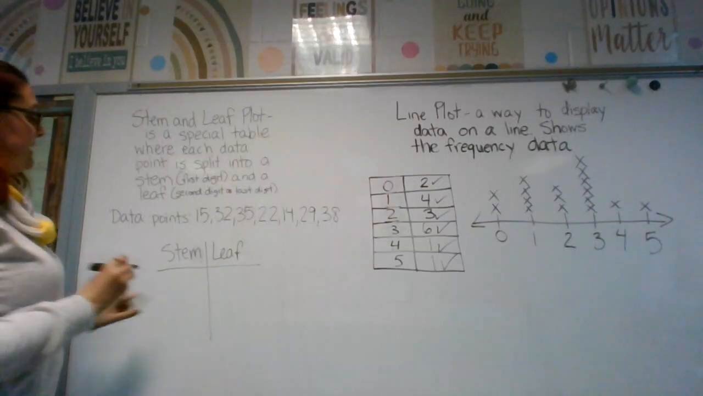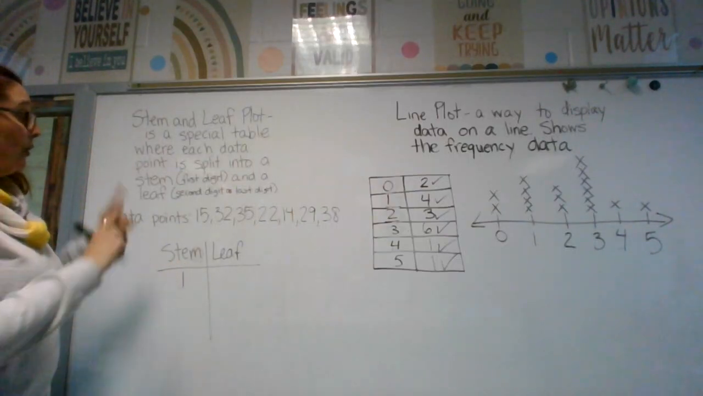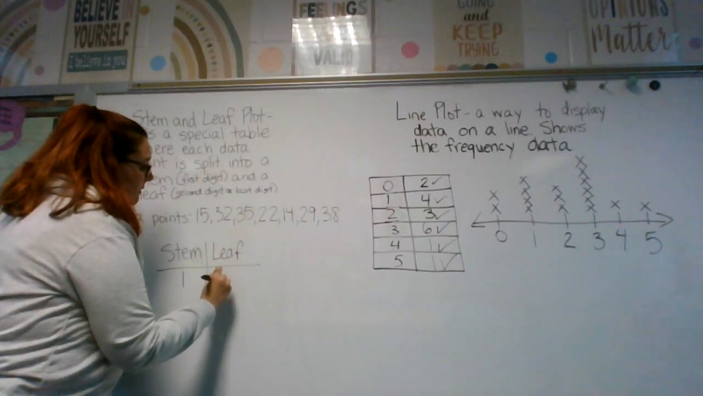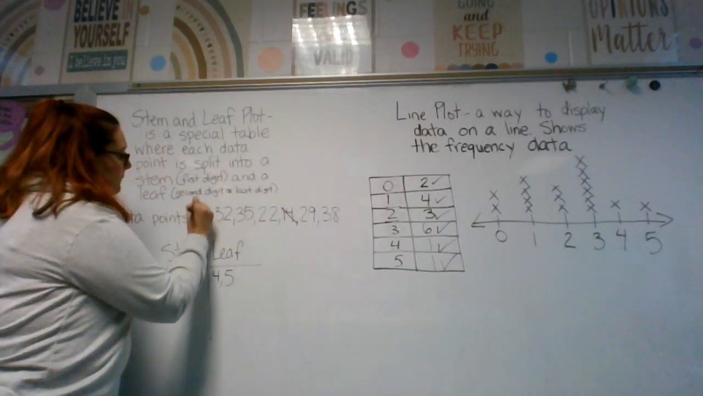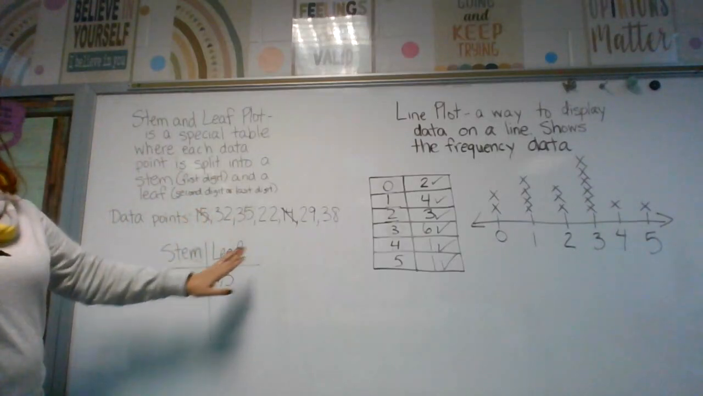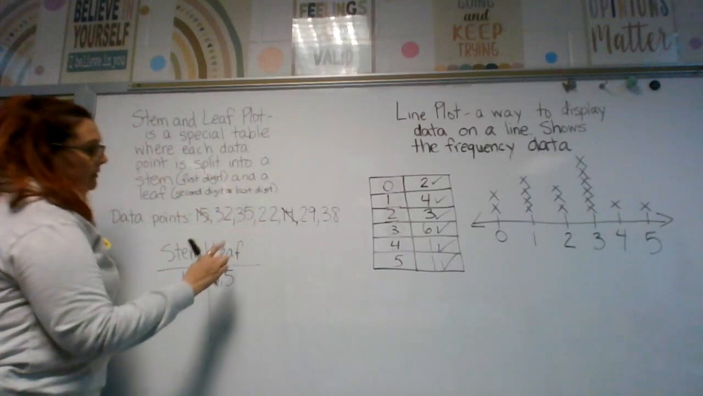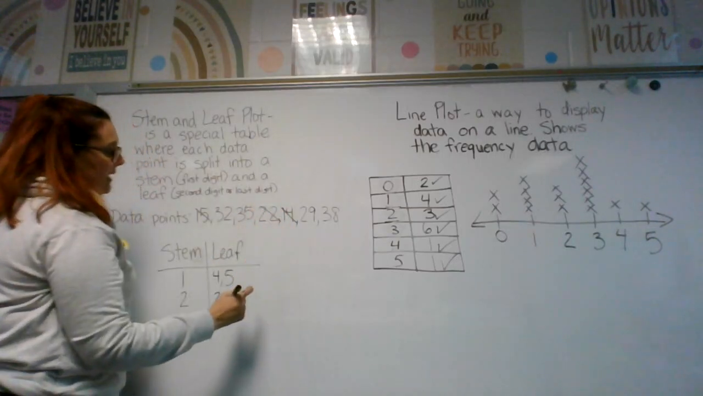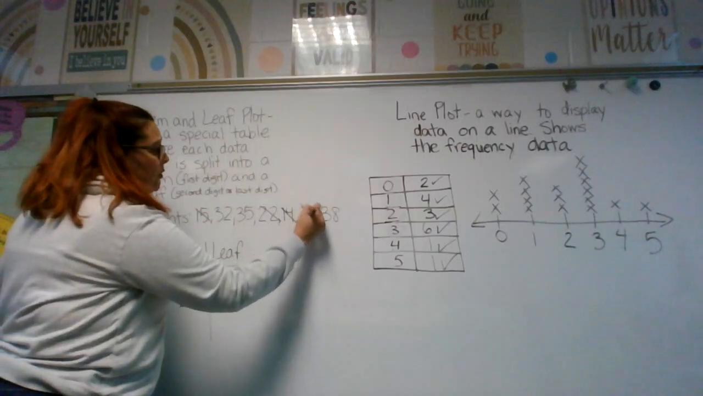So my first stem that I would have would be 1 for my tens, or my ones in the teens. I have 14, so I could say I've used that one, and I have 15. Next, I would go into my next stem, which would be a 2 for 20. My first one I have is 22. You can cross out that I used that. And I have 29. I could cross it out.